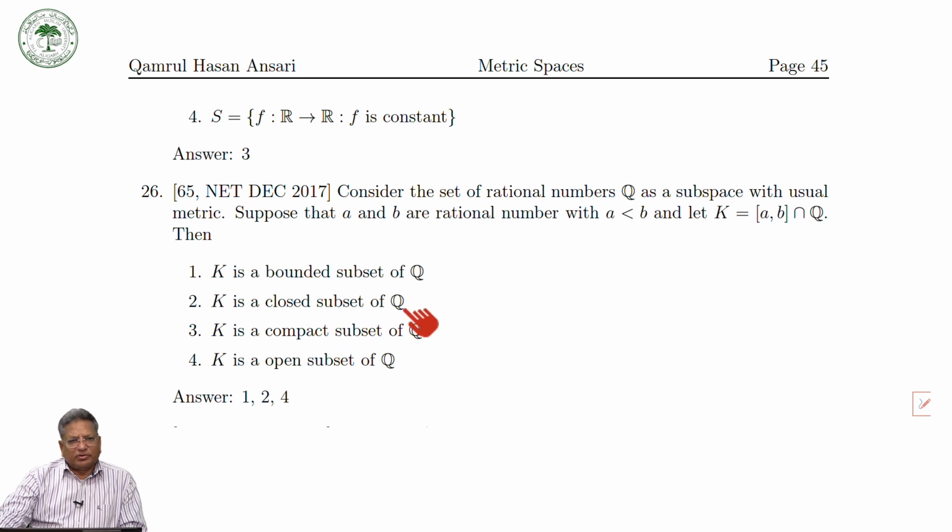It is a closed subset of Q? Okay, it is a closed subset of Q, in Q. Is it a compact subset of Q? No. Is it an open subset of Q? No, you have to check all these things, whether each is true or not. But the first one is true, because if 1 is true and 2 is true, then 3 is true, because it is a closed and bounded subset of Q. So you have to check.